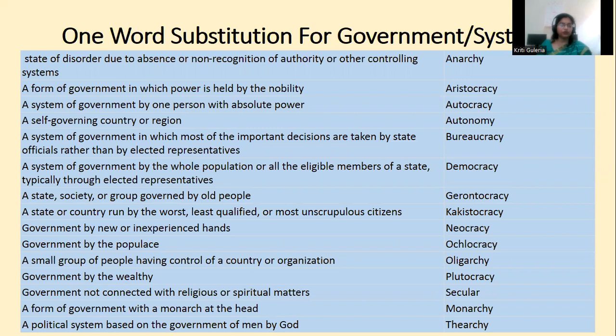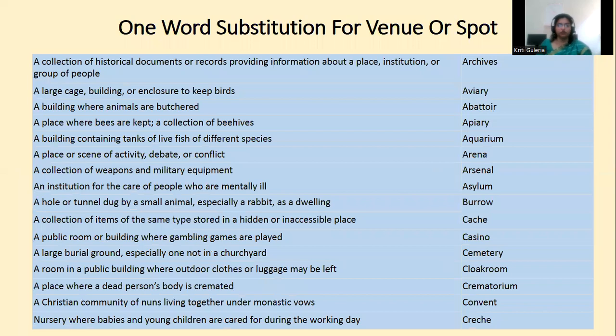Government not connected with religious or spiritual matters is secular. So that country or government is a secular government. A form of government with a monarch at the head is monarchy. Or a political system based on the government of men by God is theocracy. So those were the one-word substitutions for government organizations.